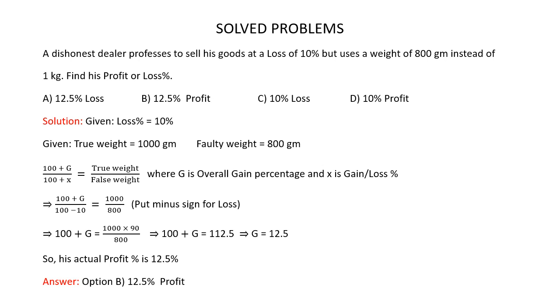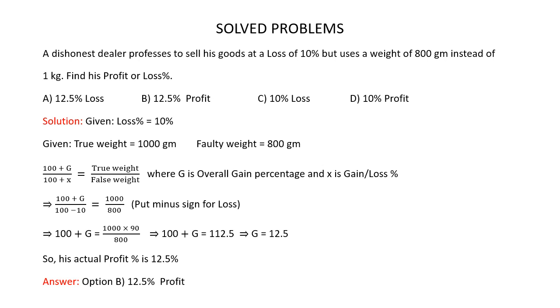Now to find the overall gain percentage, use the formula (100 plus G) divided by (100 plus X) is equal to true weight divided by false weight. Here G is the overall gain percentage and X is the gain or the loss percent. Here we have found out that X is a loss percent of 10%. Now since X is loss percent, in the formula instead of plus X we'll take it as minus X.